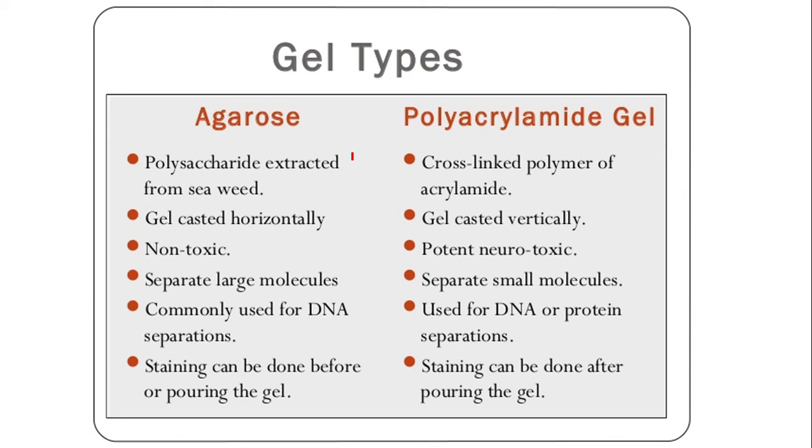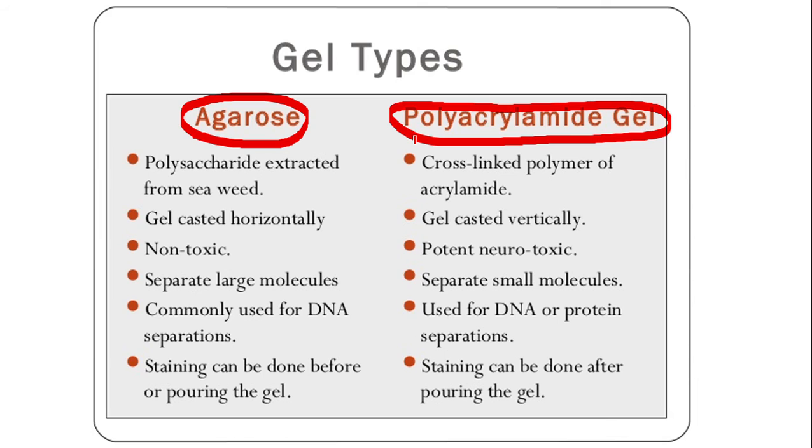What are the different types of gels? You can see here agarose is a gel, while polyacrylamide is another gel, and both of these are commonly used in the laboratory. You can see their comparison. Of course, in different situations, we select one of them.